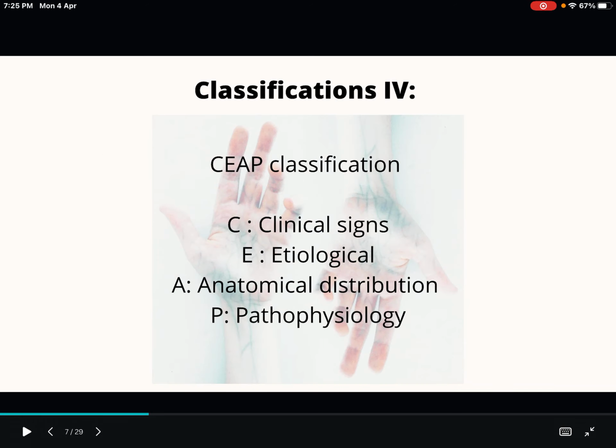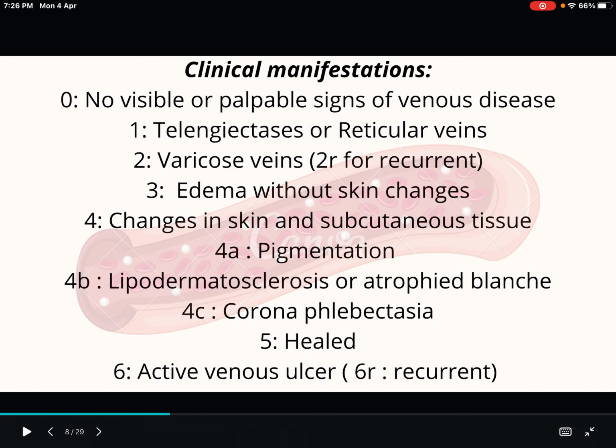Coming to the last classification, and this is the most important classification. It is called CEAP classification. It has very great significance. So what is the CEAP? C for clinical science, E for etiology, A for anatomical distribution, and P for pathophysiology. So that is CEAP classification. Now let's go on to each and everything.